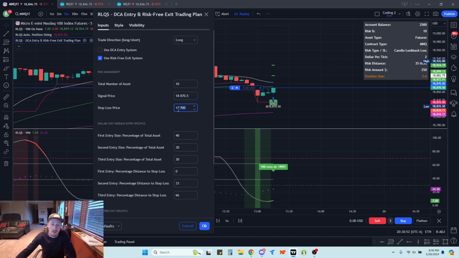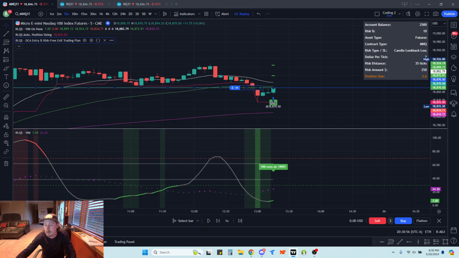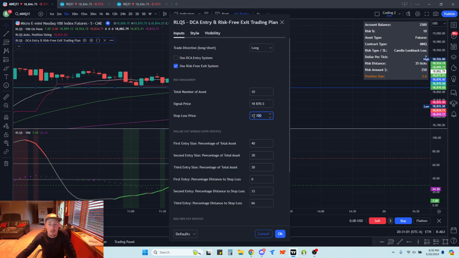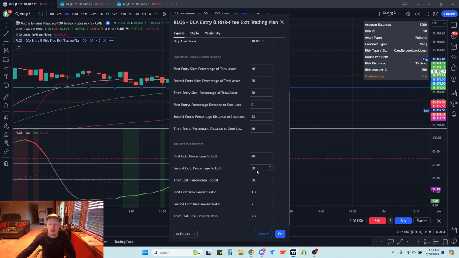18,870.5, and our stop loss would be this red line, which is that it? Yeah, that's it. 18,835.5. Okay, so this will automatically calculate it for us. Let's just make sure we're just going to do 2 exits, so we'll set that one to 0. We'll bump this up to 60 and 40.